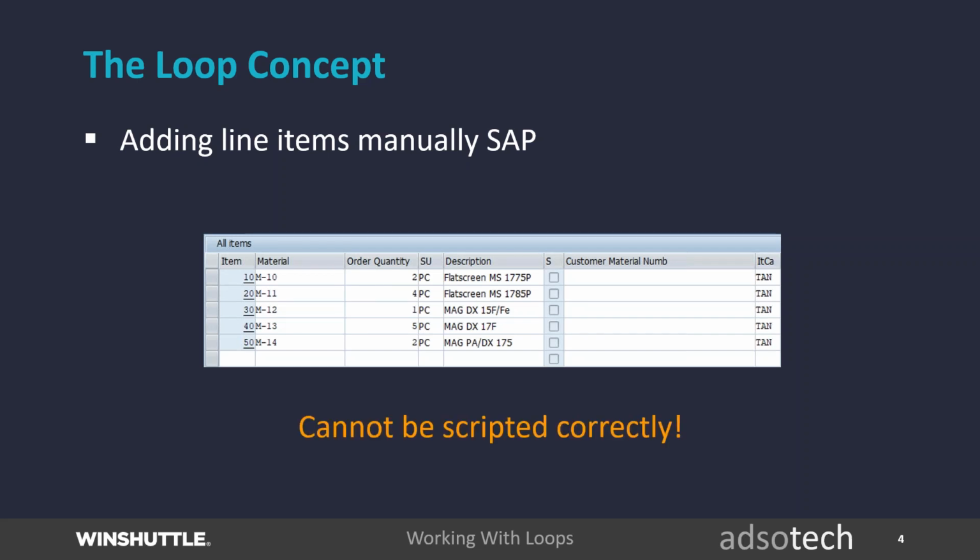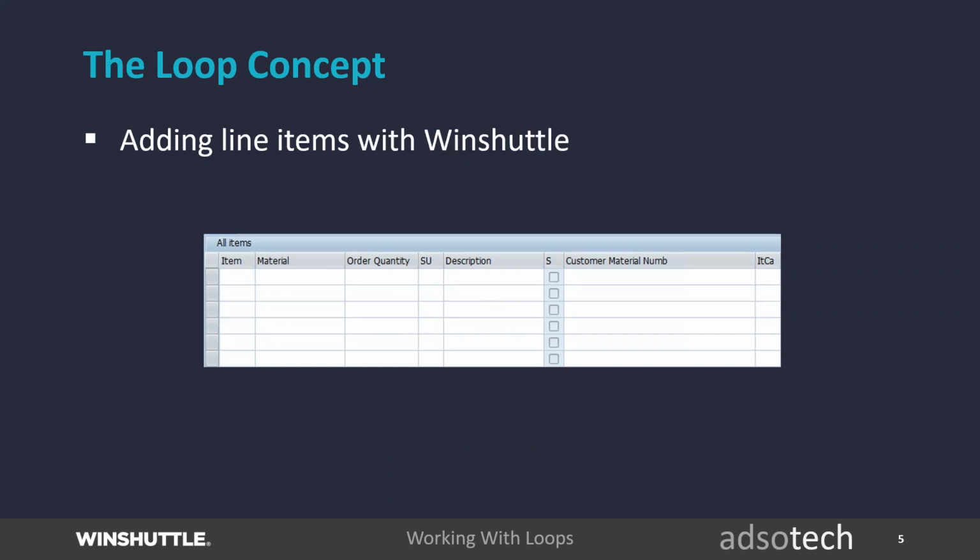But unfortunately, this doesn't really work with Winshuttle. You can't really script or record it like this. And this is where it gets a little bit weird, because you have to fill in the line items in a different order, or use different buttons and features in SAP to get it to record correctly. So instead of filling line items like so in this example, you would do it something like this when you are recording it with Winshuttle.